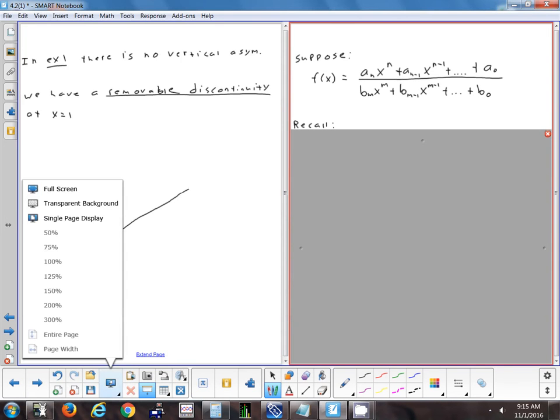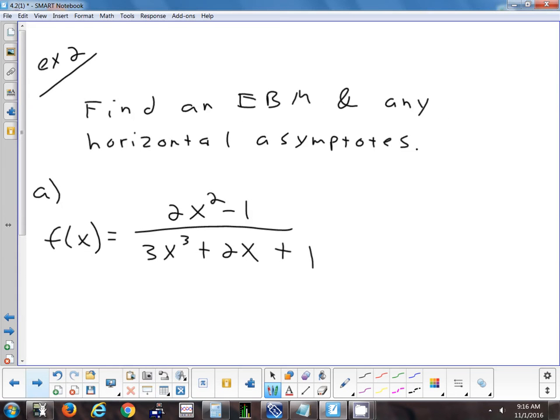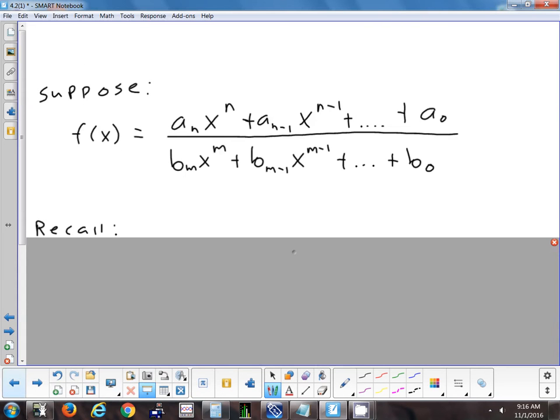All right, so suppose that we have some type of rational function. Could be just like this. What I wrote here is the same thing I wrote here. This is just kind of generic. So you've got some highest term, plus or minus, then the next lowest exponent, all the way down to the constant. And the same thing in the bottom, another polynomial in the bottom.